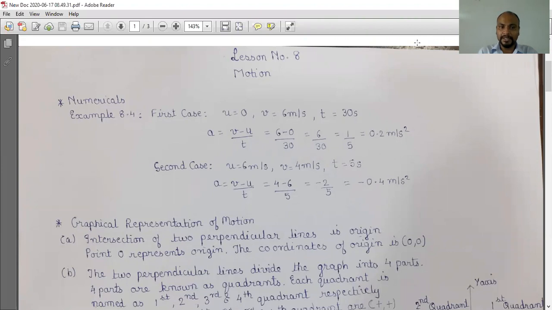What is velocity? Velocity is the change in displacement of a body in unit time, or it can be defined as speed with definite direction. It is symbolized by small v. Acceleration: the change in velocity of a body in unit time is known as acceleration. It is symbolized by a. The unit of velocity is meter per second or kilometer per hour, whereas the unit of acceleration is meter per second square or centimeter per second square.